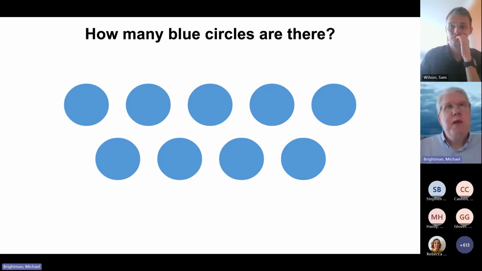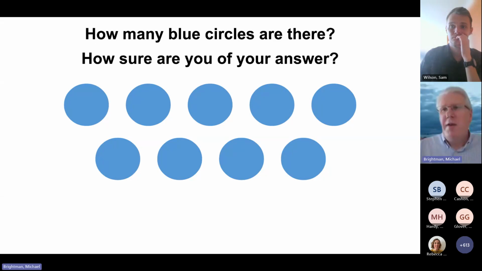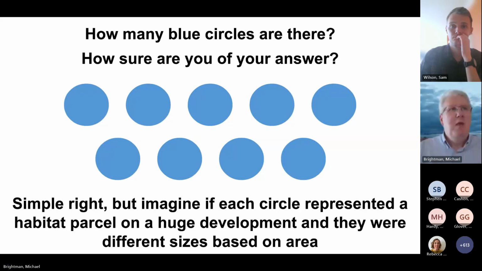Pretty simple, we can clearly see there's 9 circles. So we then ask the next question, how sure are you of your answer? If you're sure of your answer and you can clearly see there are 9 circles, then thumbs up again, please. Excellent. So imagine though, if each circle represented a habitat parcel on a huge development site with perhaps 200 or even more habitat parcels, and they're all different sizes based on their area. That would then get a bit more difficult.